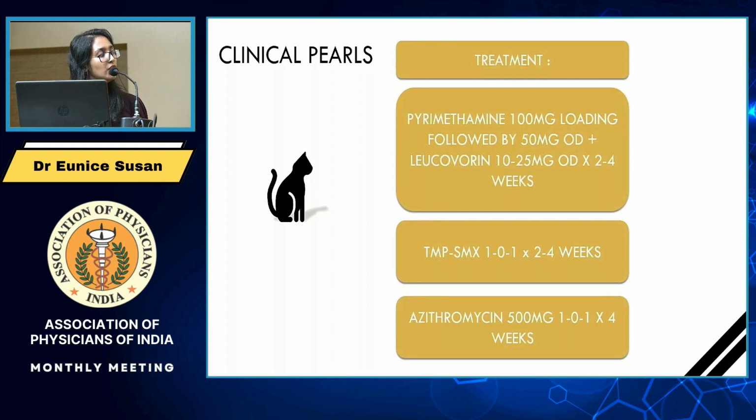The treatment, the initial first line of treatment is the pyrimethamine, a 100 mg loading dose followed by 50 mg OD with a leucovorin cover, given for a span of 2 to 4 weeks. The second line of treatment is trimethoprim sulfamethoxazole, and the third line being azithromycin. However, in my patient, we had initially started on a Ciptran DS. This is because pyrimethamine was initially not available to us, and we had to actually source pyrimethamine from the hotline. And since the patient was initially not tolerating trimethoprim sulfamethoxazole, we decided to outsource pyrimethamine from the hotline.